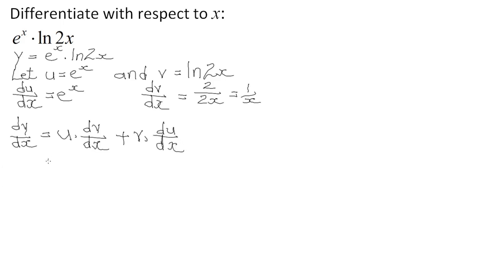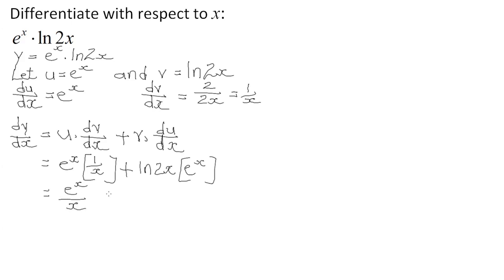And now I substitute. What was u? e^x, square bracket, 1 over x. What was v? ln 2x, square bracket, e^x. And then I can now arrange it in a better form, which means it's going to be e^x over x plus, it's better to put e^x in front, followed by ln 2x. And that is my final answer.